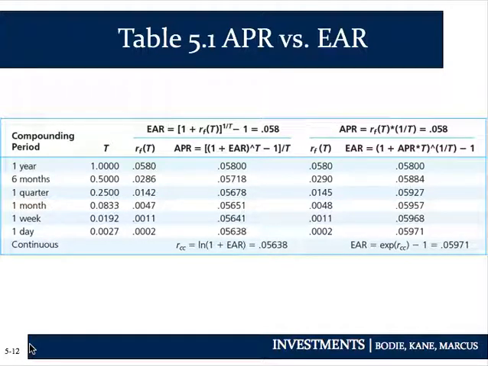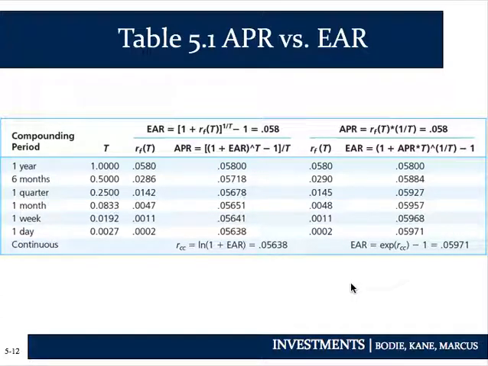We can show a table here. We've got a year, 6 months, quarter, month, week, day, and continuous compounding. That was another example that we should have covered in corporate finance when you learned the time value of money. And in this case, you can see the EAR up here is 0.58, and as you look at the times here, you can see that it's pretty close to 0.58, but not exactly 0.58 in different time periods. And of course, you get the same thing with APR. It's 0.58, but then as you look at it over different time periods, it's a little bit different because there's no compounding.